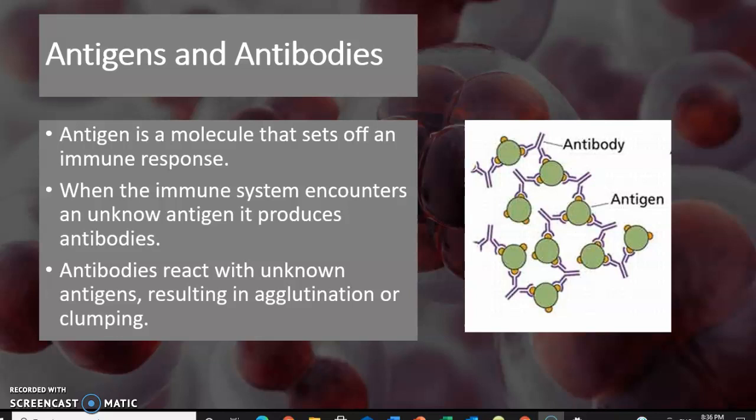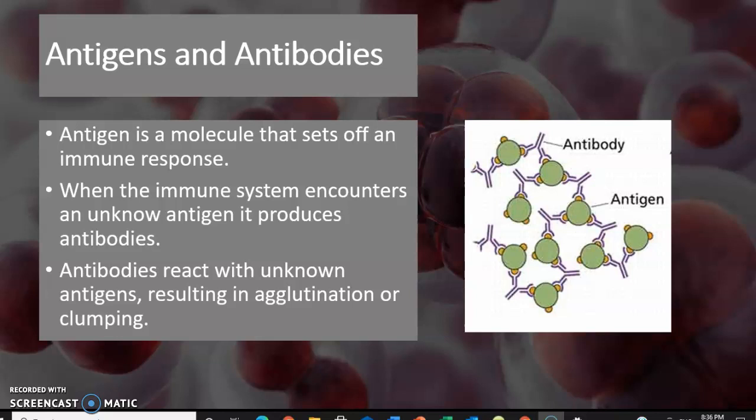For example, in a transfusion reaction, antigens on the surface of the donated blood cells react with antibodies in the plasma of the recipient, which, like I said, will result in clumping of the red blood cells.